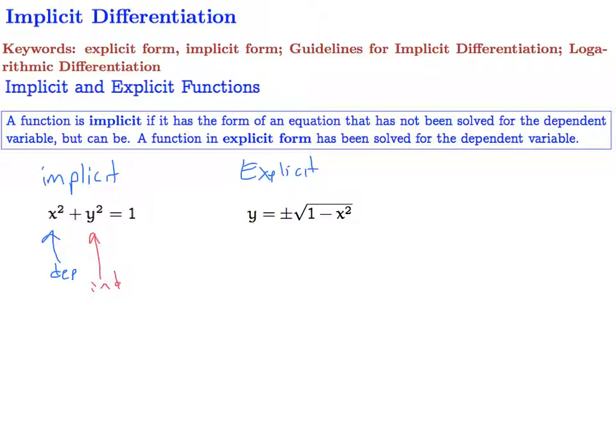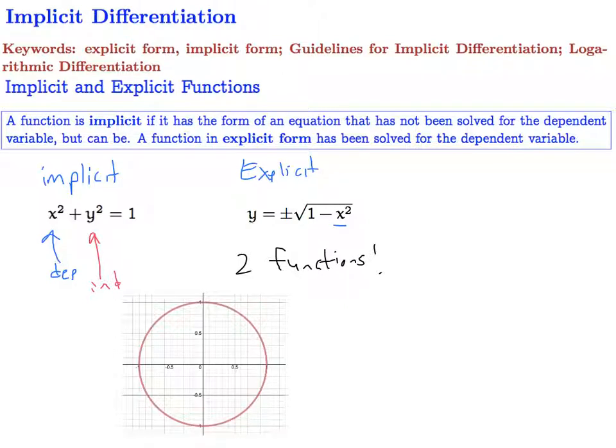And here we would get an explicit function. It's a function where y, our dependent variable, is equal to something that's just in terms of the independent variable. We only see x's on the right hand side there. And what's actually neat is here we actually have two functions. So we actually have two functions, as I said.